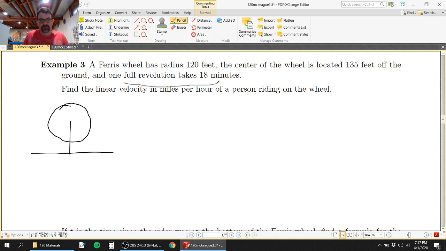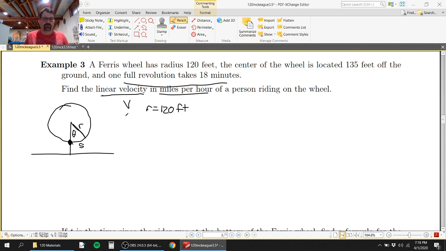One full revolution takes 18 minutes. Find the linear velocity, that's v, in miles per hour. If we imagine the rider on the car starting here at the bottom and then rotating, as it rotates, it covers some amount of distance. Here's our radius, which we know is 120. So R is 120 feet.